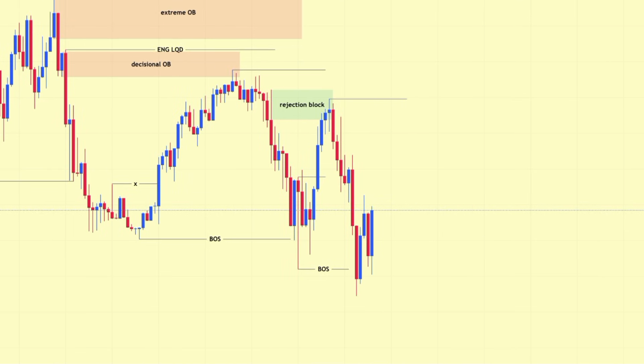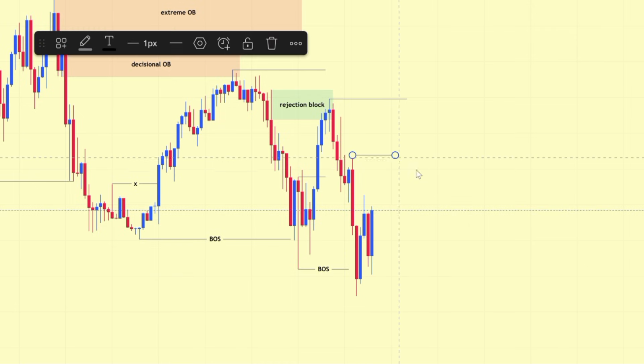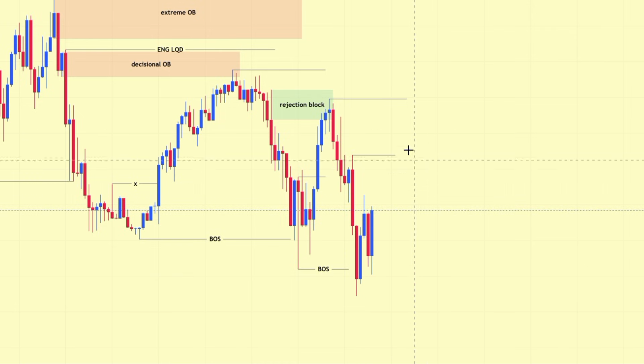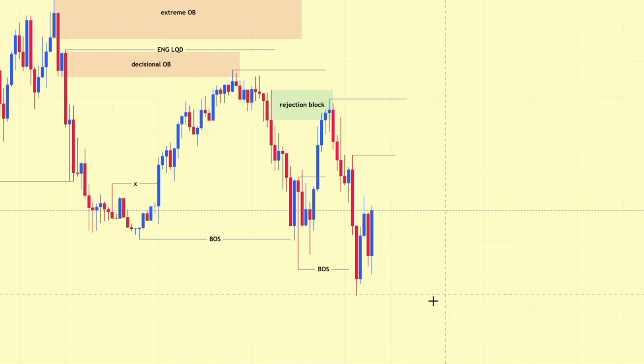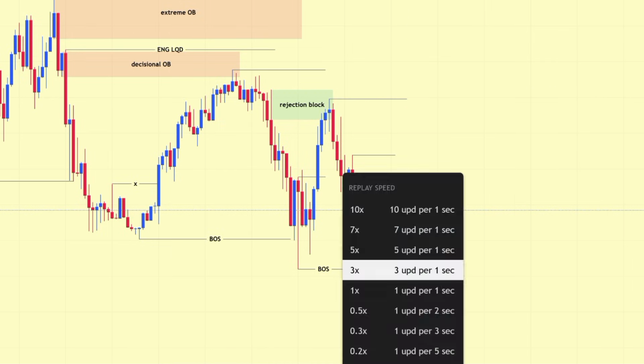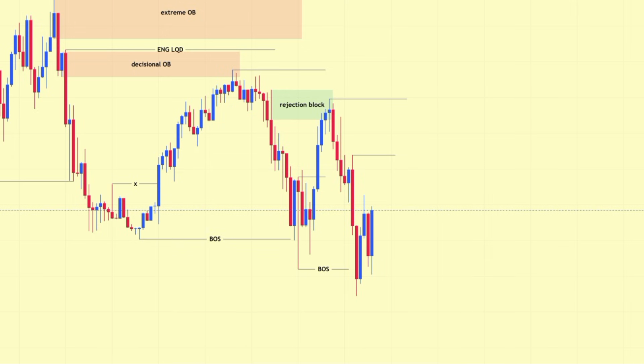Okay, so right here we can clearly see that this one here is our minor inducement. So exactly right here, this is our minor inducement, and this one here is our major inducement. In this case, I can clearly see the rejection block is somewhere up here. So that's our rejection block. Okay, anyway, let's see where price reverses from.